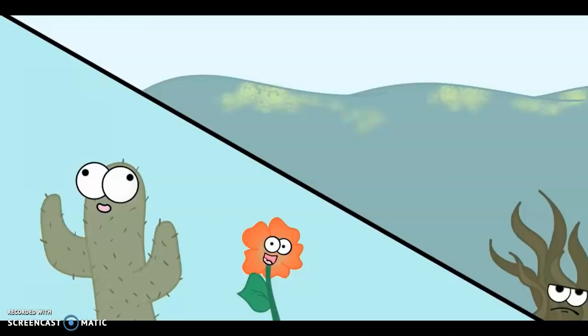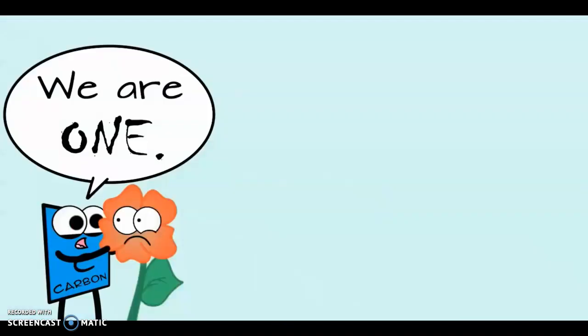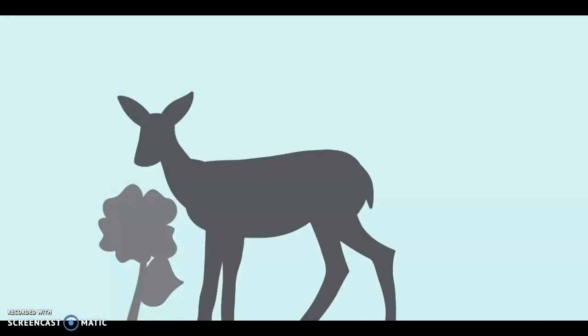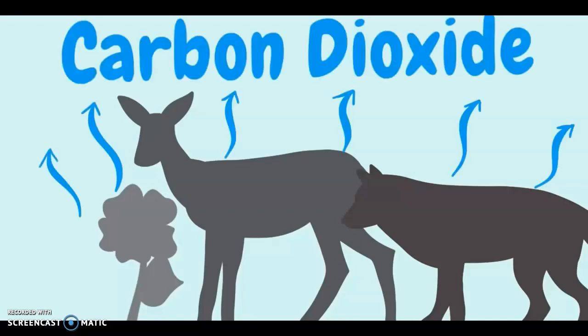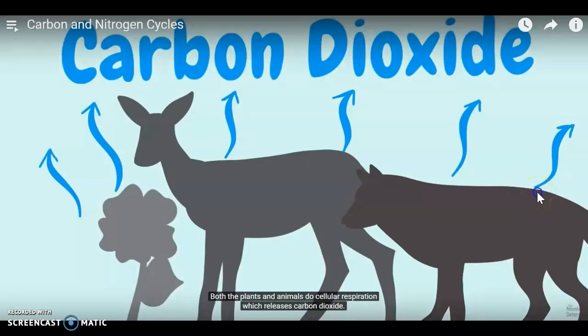The carbon becomes a part of that photosynthetic organism. If the photosynthetic organism is eaten by an animal, it becomes a part of that animal too, and the animal that eats that animal. Both the plants and animals do cellular respiration, which releases carbon dioxide.